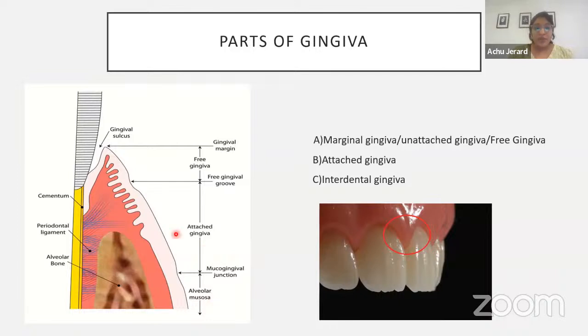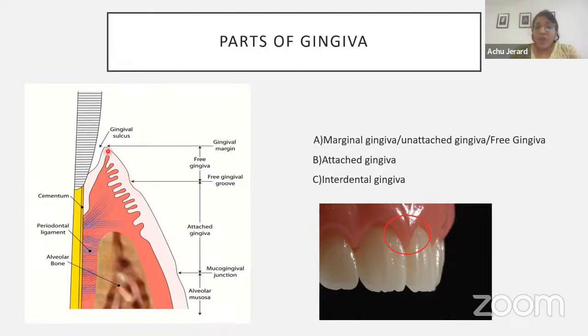And then you have this marginal gingiva and attached gingiva separated by a free gingival groove. Okay, this free gingival groove is a linear depression that is seen at the bottom of the marginal gingiva, but it is not clinically that evident. At least in 50% of the patients or cases, you will not be able to appreciate it clinically.